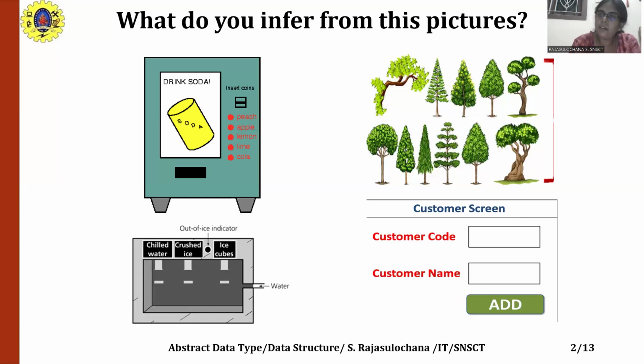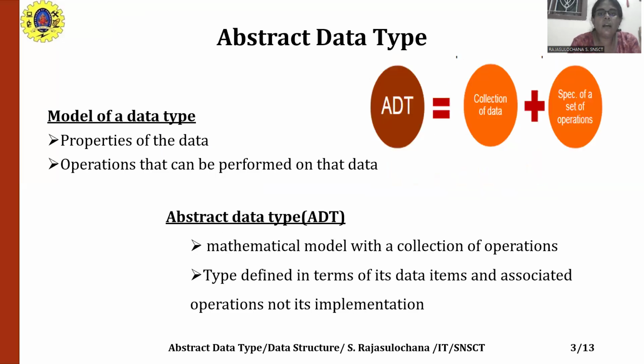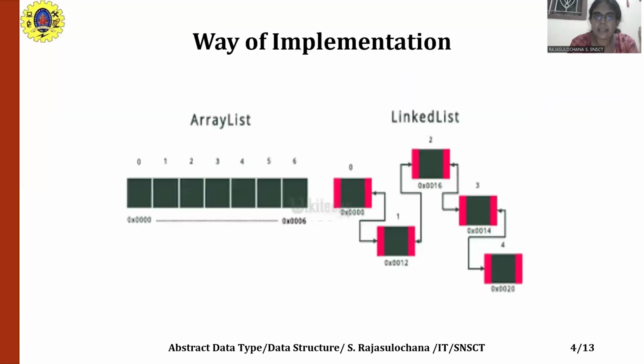The same applies to data structures or data types, which we call abstract data types. An abstract data type is nothing but a collection of data plus a specification of a set of operations. So it includes the properties of data and the operations that have to be performed on that data. It will not include the implementation details. It is just a mathematical model with a set of operations, defined in terms of its data items and its associated operations and not its implementation details, as we have discussed in the previous slide.